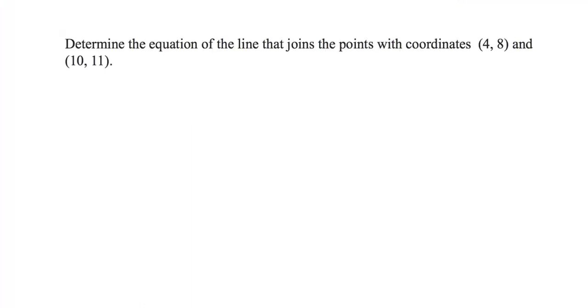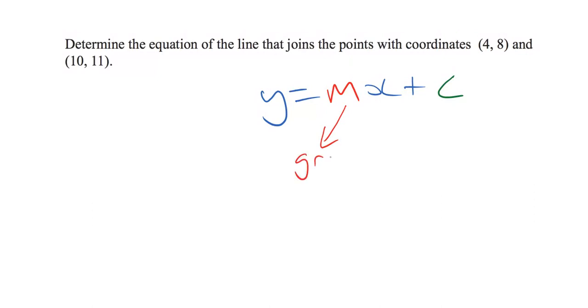So let's jump straight into this. We have got 2 points here, 4, 8, and 10, 11. We're going to find the equation that joins these points, and it's going to be a straight line. That means straight away, it's going to look like this: y equals mx plus some number on the end, c. You should remember from the previous video that the m is the gradient and the c is the y-intercept. The place to start here is the gradient, because without drawing the graph itself, it's going to be very hard to find that y-intercept.